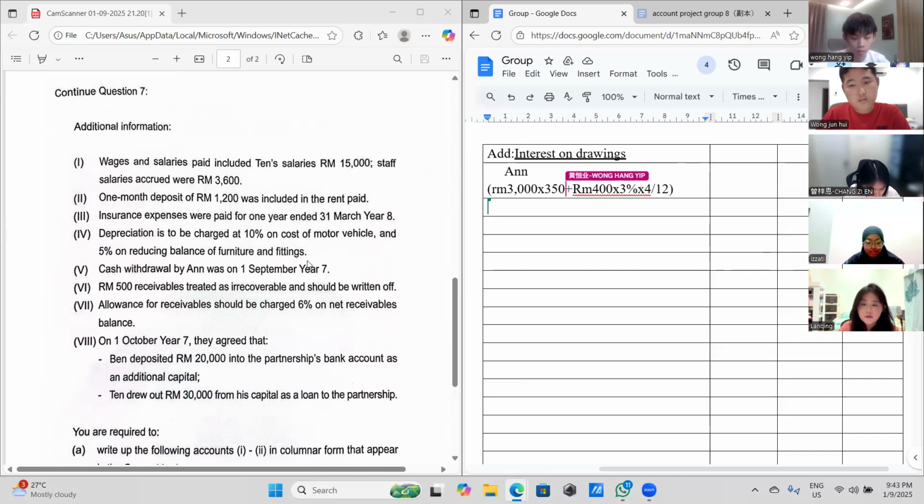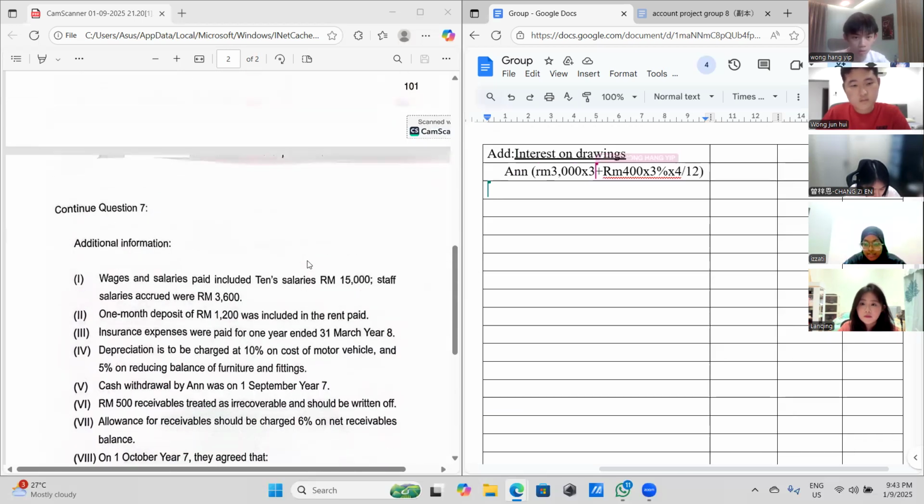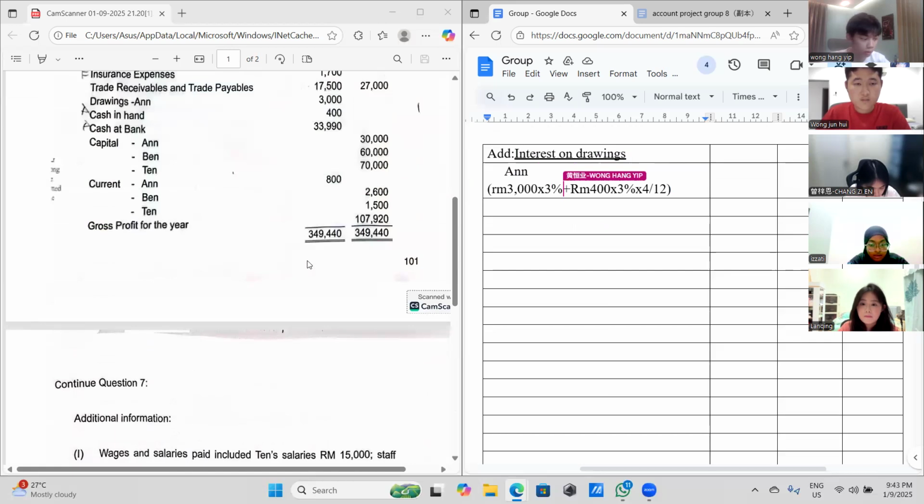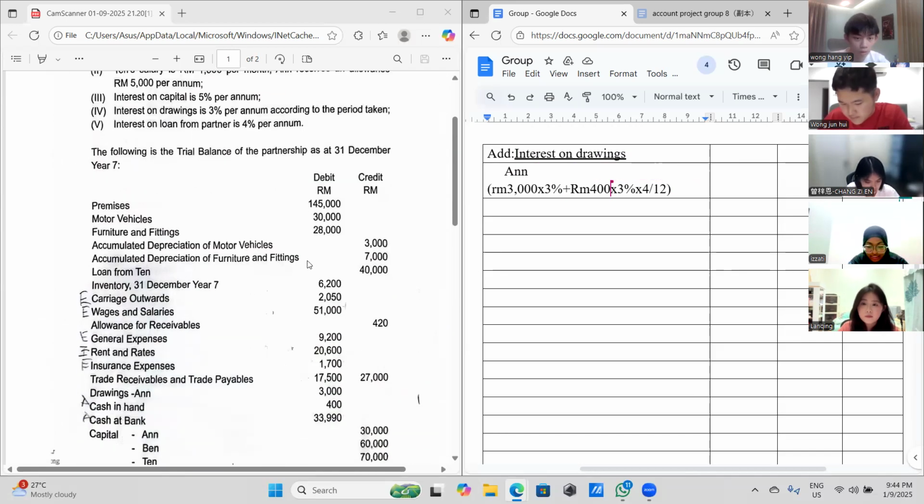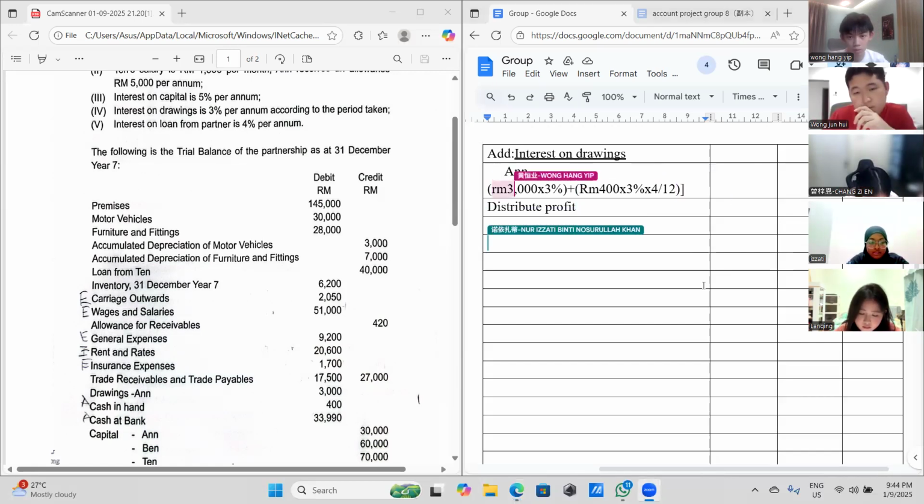After we have to add on this interest on drawings with the net profit, then we will get 29,439. After this, we have to add on with this 29,439, which is called distributable profit. After this, we have to less the appropriation.